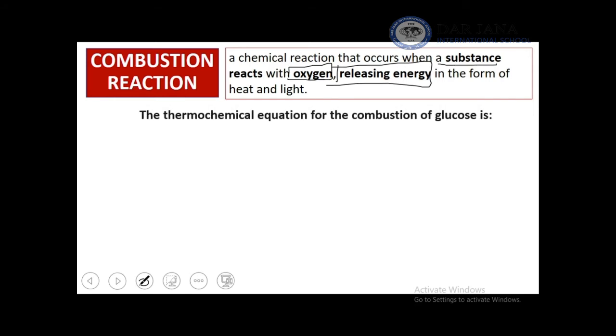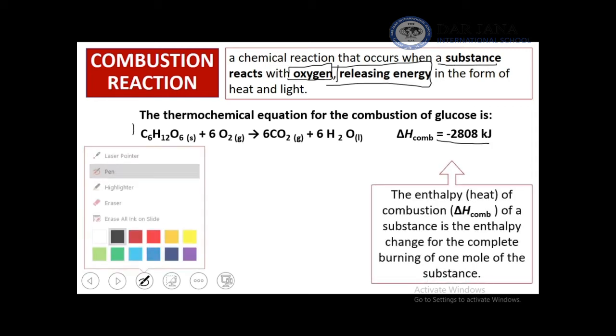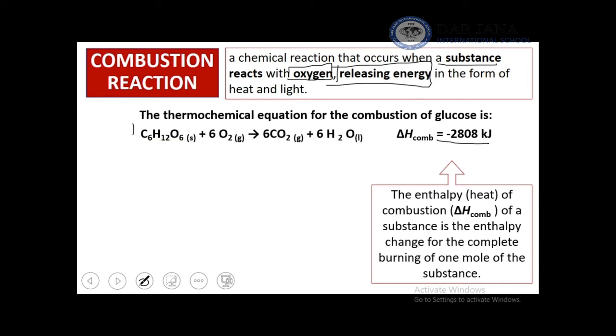Here we have a very famous example, which is the combustion of glucose. Your cells break down glucose in the process of cellular respiration, and the breaking down of 1 mole of glucose produces negative 2,808 kilojoules. Don't forget the negative means it's an exothermic reaction. Now, the amount of heat produced by 1 mole of a substance is called the heat of combustion.